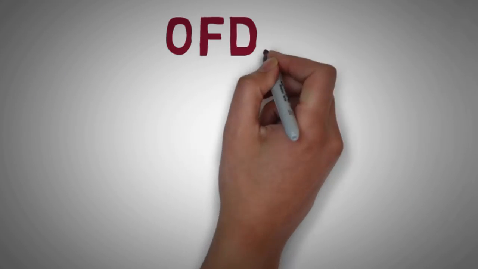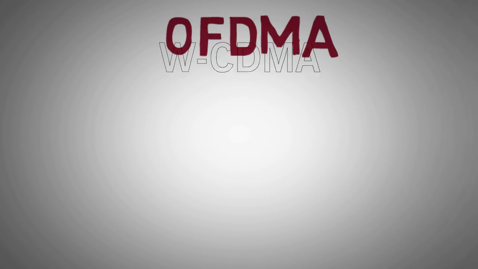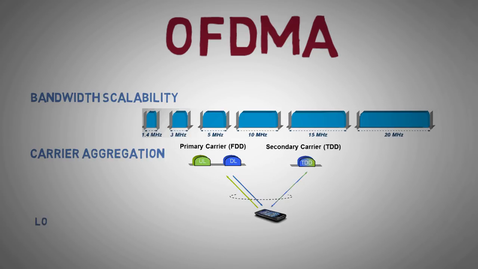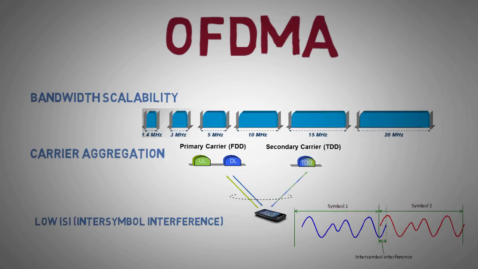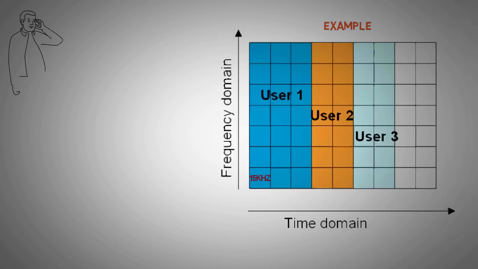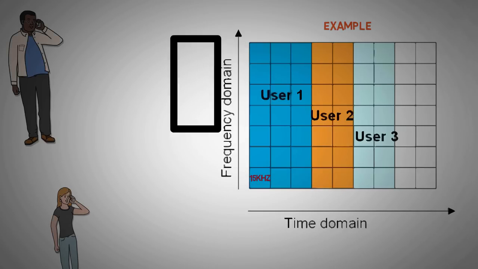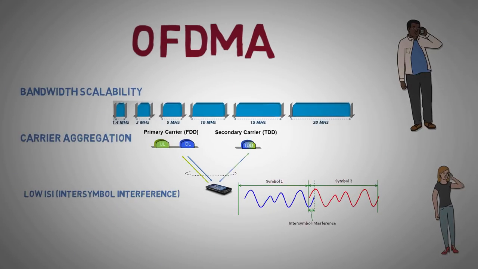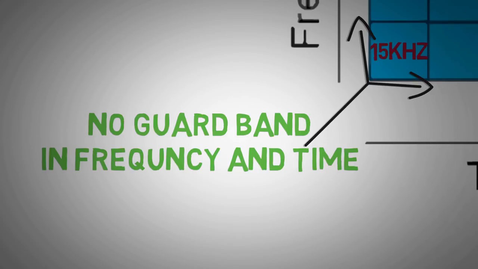OFDMA comes with several advantages over WCDMA like bandwidth scalability, carrier aggregation, and low intersymbol interference. OFDMA uses orthogonal subcarriers equally spaced at 15 kHz. Users are provided a subset of these subcarriers for data transmission. Unlike FDMA or TDMA, OFDMA allows users to access variable bandwidth depending upon resource availability. Also, since these subcarriers are orthogonal, there are no guard bands between them.